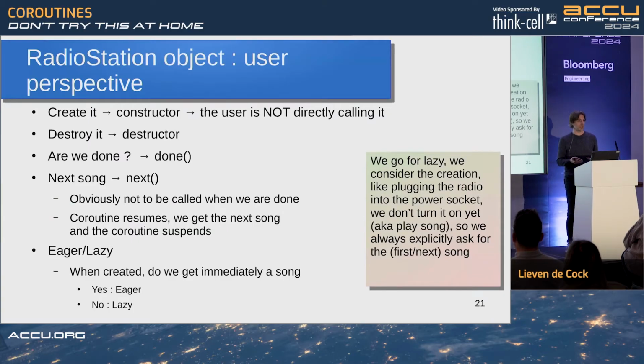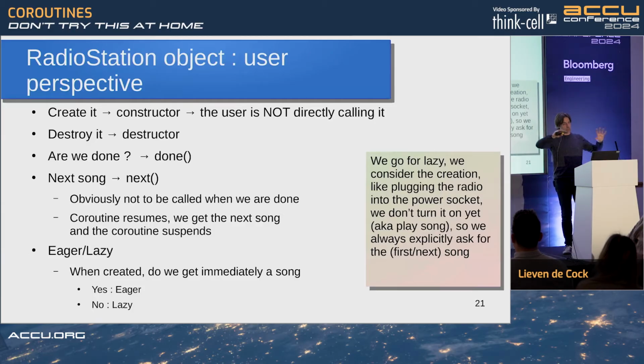It needs to be destroyed at a given moment, so it's obvious this class needs a destructor. We need to be aware of, are we done? Is there still a next song to play? So we need to be able to ask that class, are you done? So we want a done method. We want to say, can you now please provide me the next song? So we also need a method for that. Let's call it next. And when we are done, we should not call next anymore. And then you could argue about some other features. You could say this is scope creep, yes or no. When this radio station is created, should it immediately already give me a song?